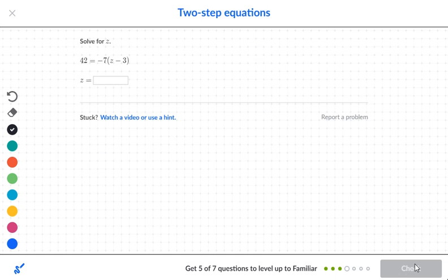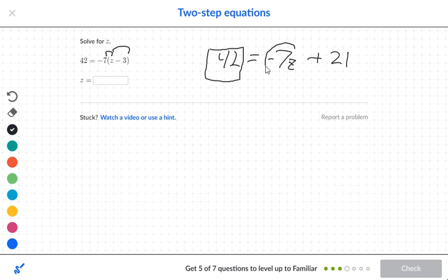Okay, next one. Again, we got another parentheses here. So we're going to say 42 is now equal to a negative 7 times z is a negative 7z, and then a negative 7 times a negative 3 is going to be a plus 21. So let's code the problems. We have a box for the number. We circle the letter, and we box.